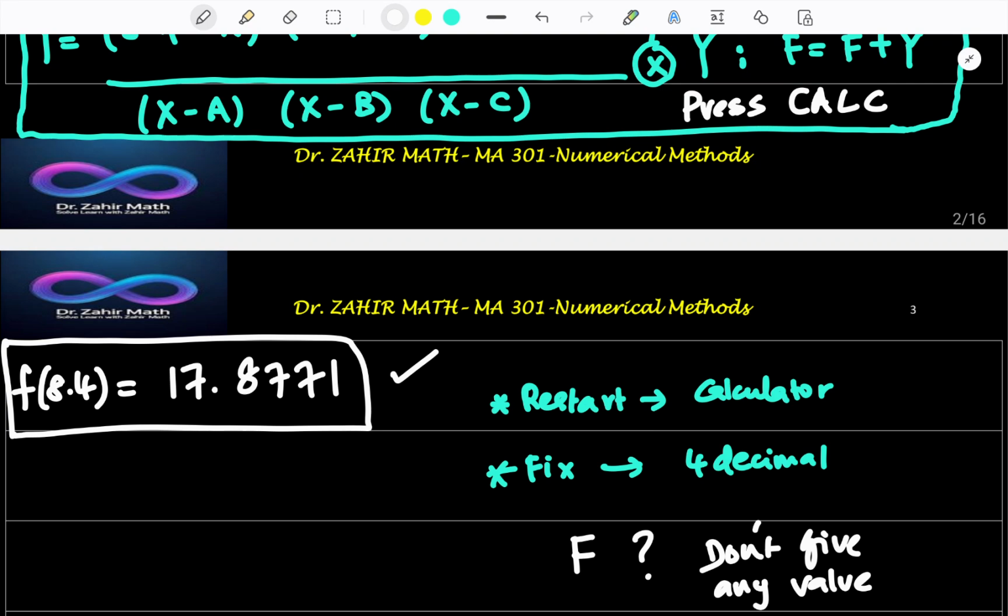So what we did using calculator, we approximated F of 8.4. So try this on your own calculator with a different set of points. It's a real time saver.